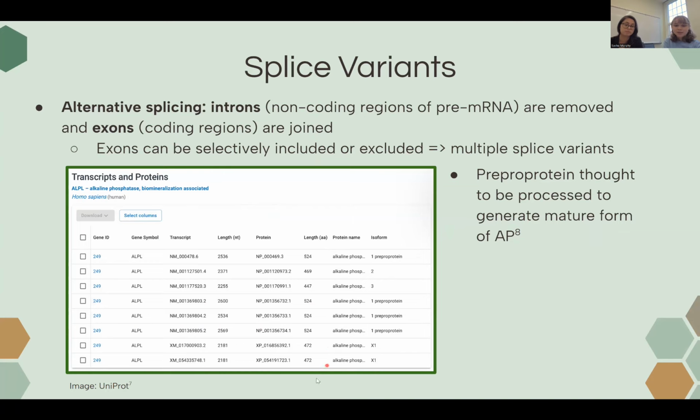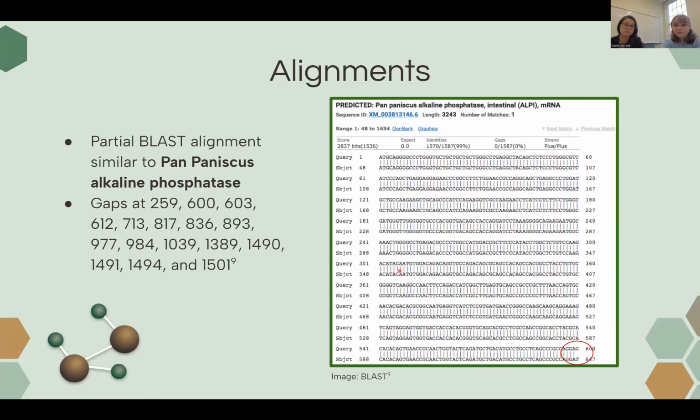As you can see, they have slightly different lengths depending on what exons are included, and then they have different isoform characteristics. Something we thought was interesting was that the isoforms that were labeled as pre-pro proteins are thought to be processed to generate what's known as the mature form of alkaline phosphatase.